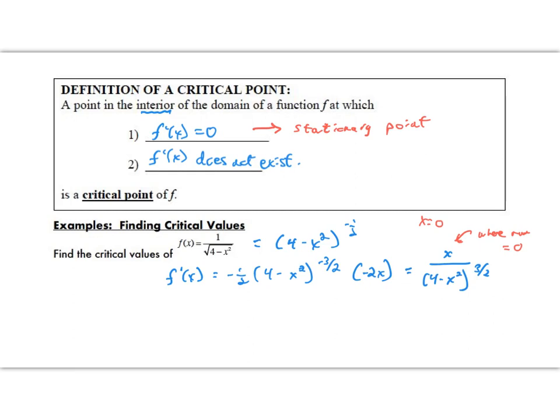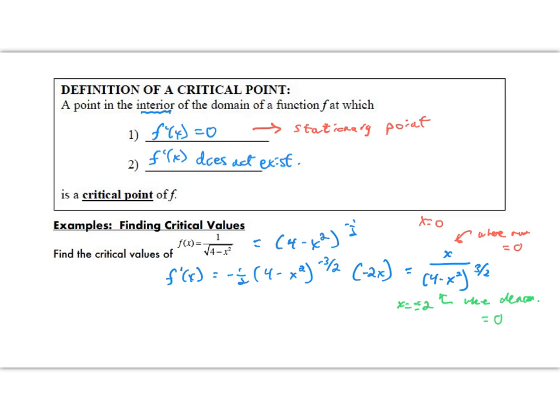And down here, the function is undefined where the denominator is equal to 0. And it doesn't take much effort to come up with x being plus and minus 2 as being the spots where the denominator goes to 0. You take that denominator in the parentheses and solve it out, that's what you're going to get.